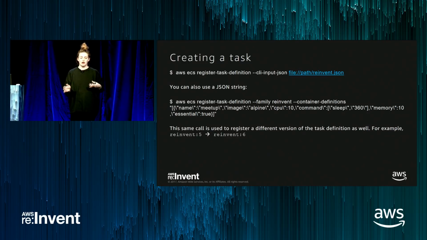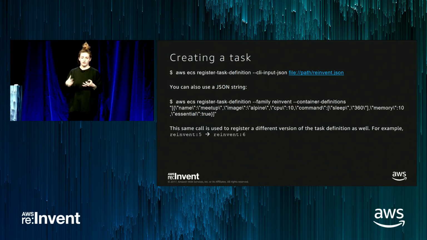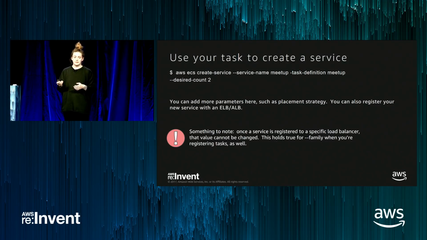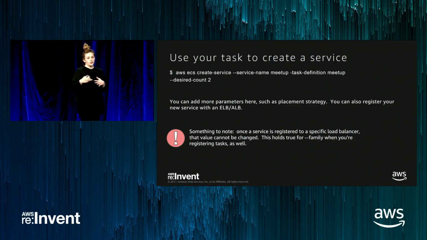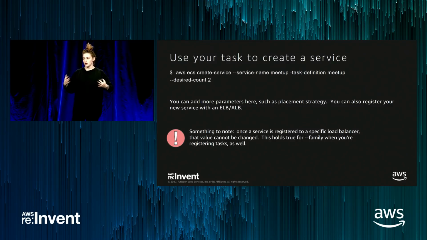So the same call for everything. I can either pass it a string or I can pass it the file. But in general, you would probably be creating this programmatically. You'd be updating your file programmatically. You'd be generating a template somehow that you could use to pass to your service. You have to create your service now. So we've created our task definition. We've registered it. But we're not doing anything with it.